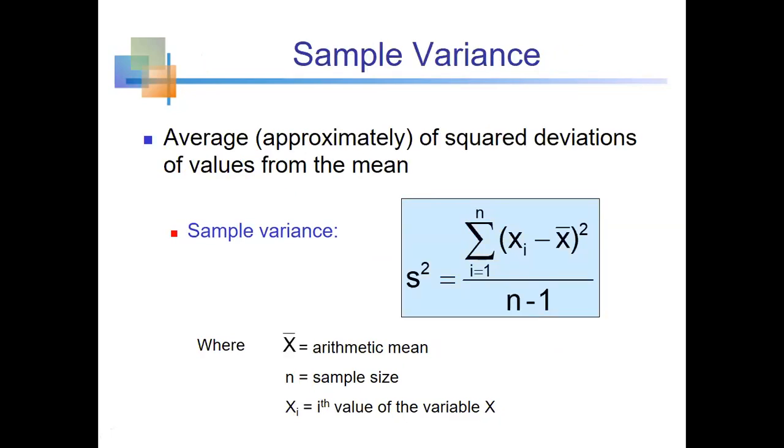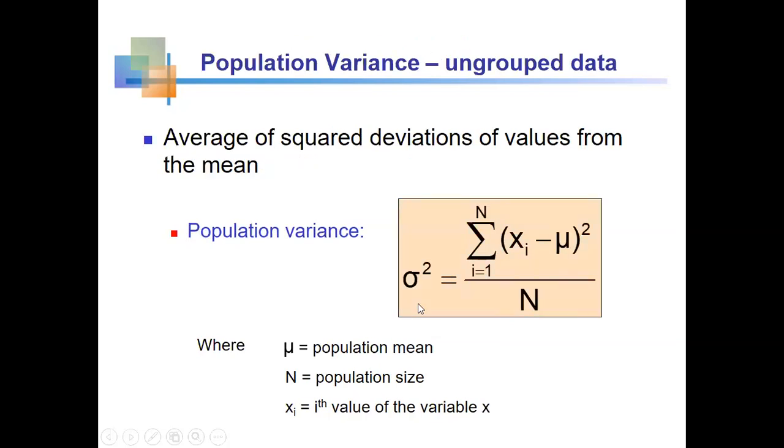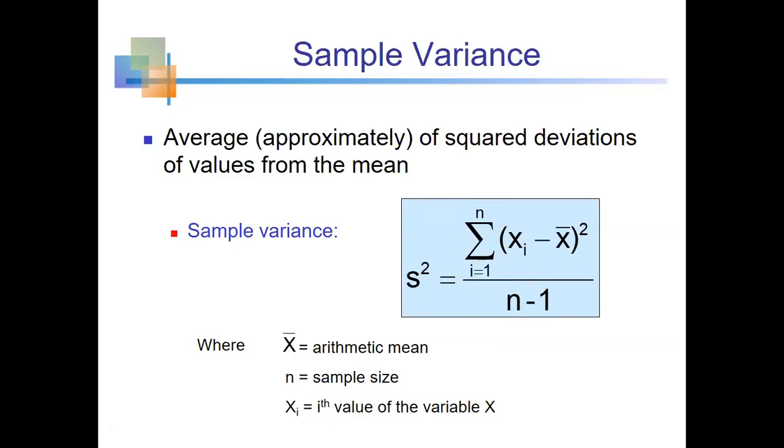For sample variance, this is the variance, so it equals the sum, in brackets, of x, the value, minus x bar, the sample mean, close bracket, squared, divided by n minus 1. So the difference is that for population, n is not minus 1, but for sample variance, n is minus 1. Divided by n minus 1.